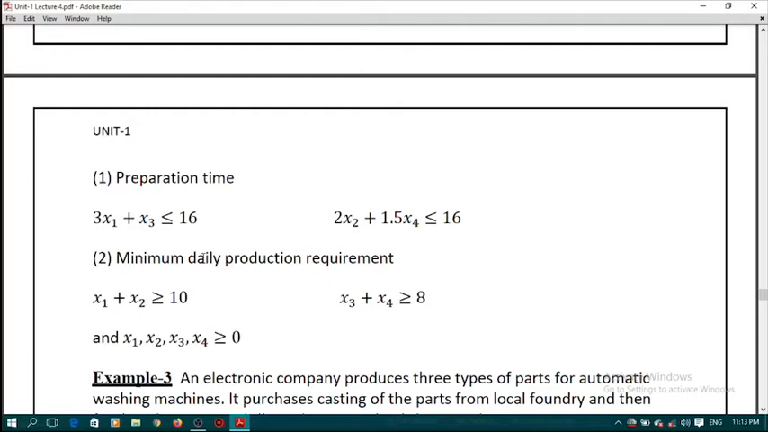And same for the minimum daily production requirement. So that is for product A, x1 plus x2, which is greater than or equal to 10, we have 10,000 gallon, and same for product B, that is x3 plus x4, which is greater than or equal to 8. And this is the non-negativity condition: x1, x2, x3, x4 all are greater than or equal to 0.